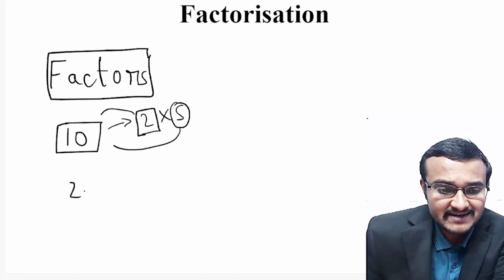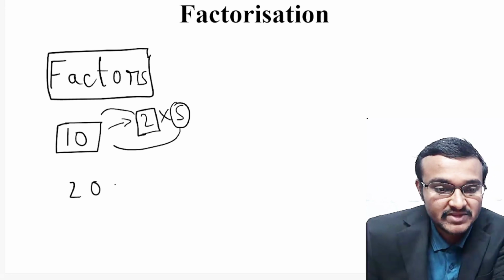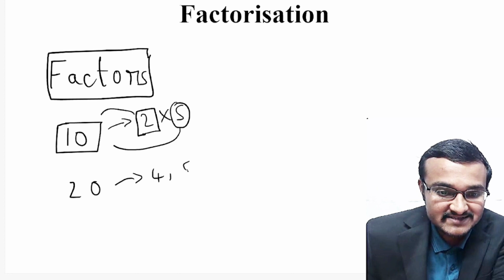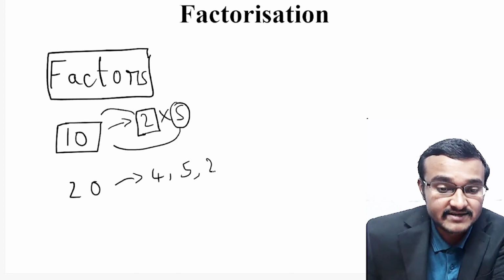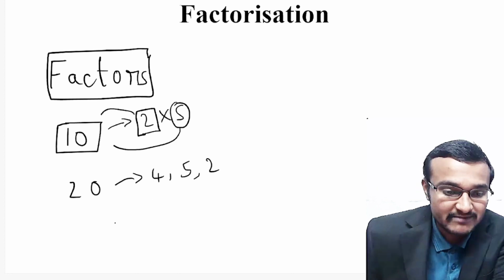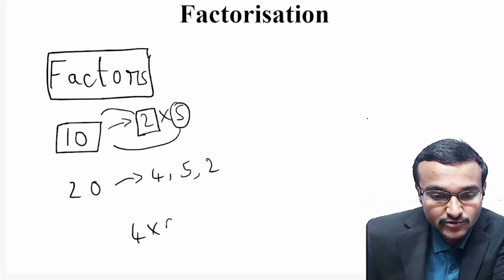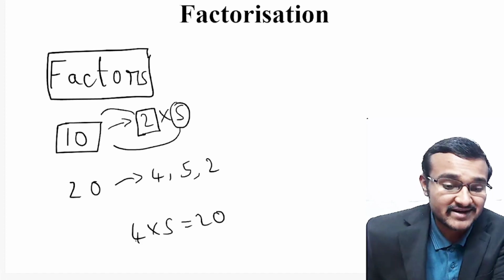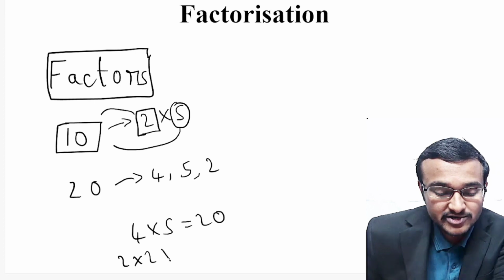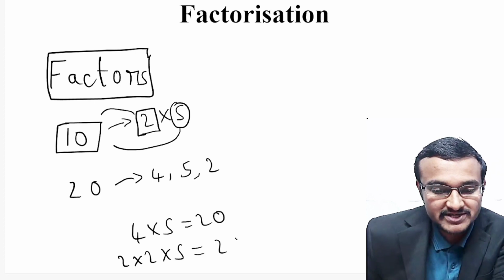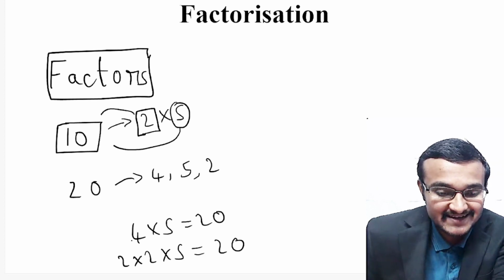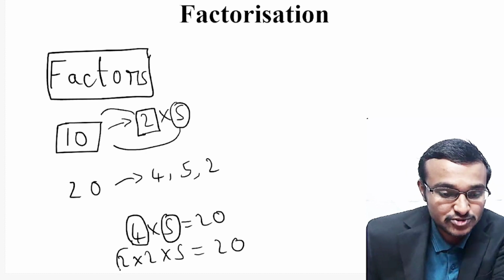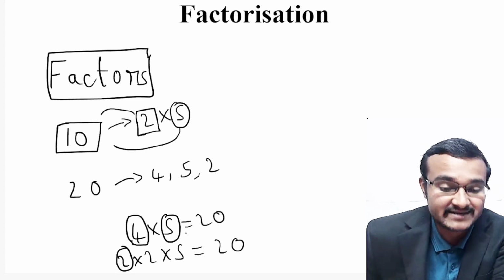Now if I take another example, let's say 20. 4 is a factor of 20, 5 is a factor of 20, 2 is a factor of 20. Why? Because you can write 4 into 5 as 20. You can write this 4 as 2 into 2 into 5, which is also equal to 20. So here you can clearly see 4 is one of the factors of 20, 5 is one of the factors of 20, and 2 is also one of the factors of 20.